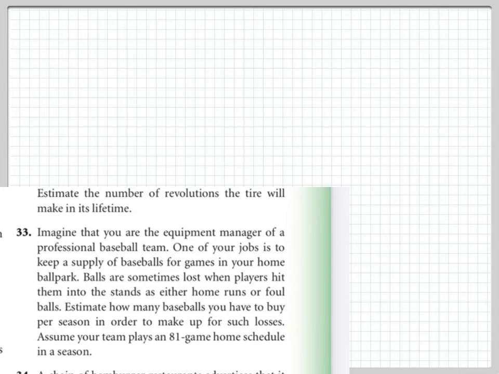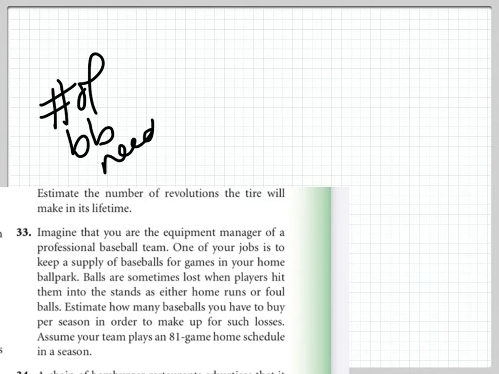Okay, number 33. You are the equipment manager of a professional baseball team. One of your jobs is to keep a supply of balls for games in your home ballpark. Balls are sometimes lost when players hit them into the stands as home runs or foul balls. How many baseballs do you have to buy per season to make up for such losses? Assume that your team plays a 81-game home schedule. Okay, so number of baseballs needed equals number of, well, basically we could cross out the number that are lost.